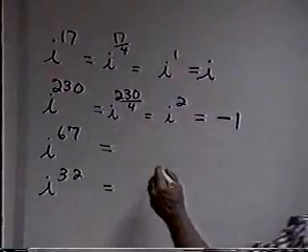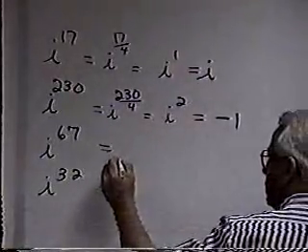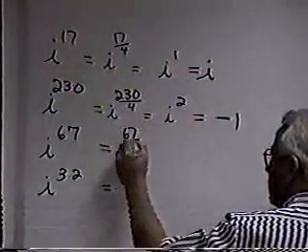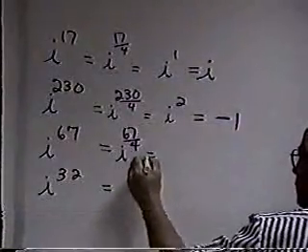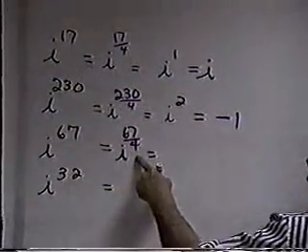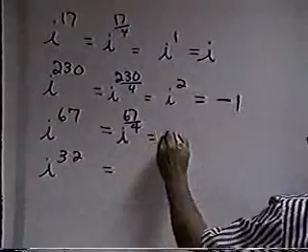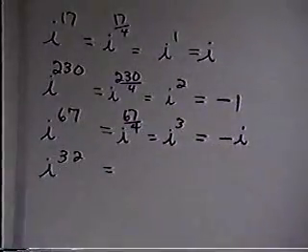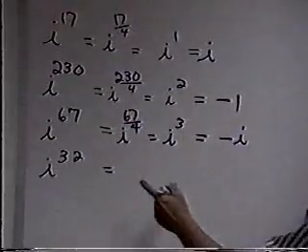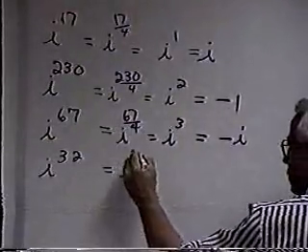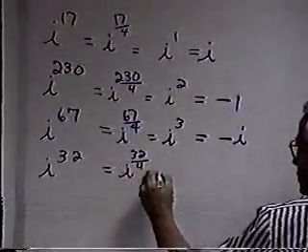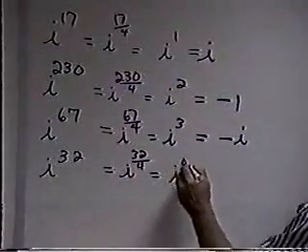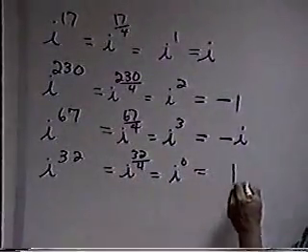Okay, i to the 67. That would be 67 divided by 4. 4 goes into 67 16 times with a remainder of 3. And i to the third is minus i. Okay, i to the 32 is 32 divided by 4, which is i to the 0 remainder, which is 1.